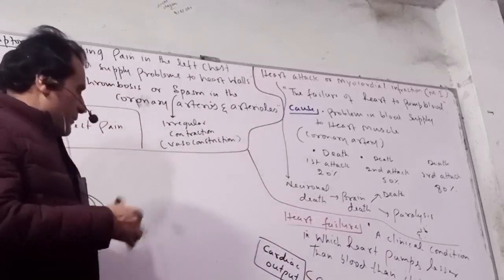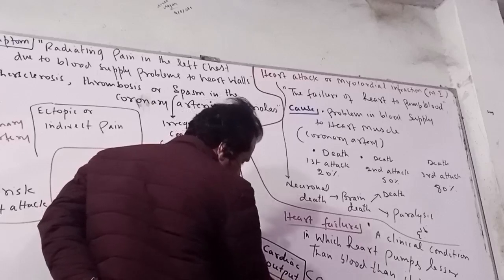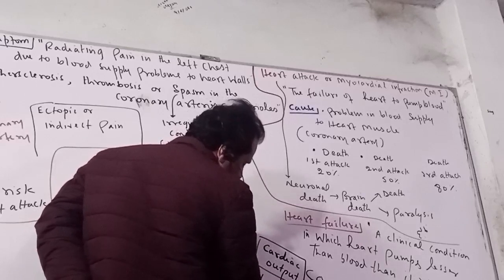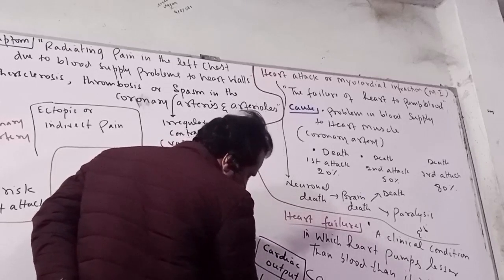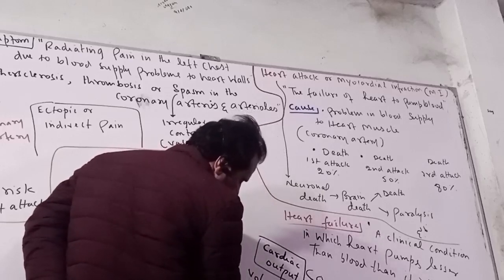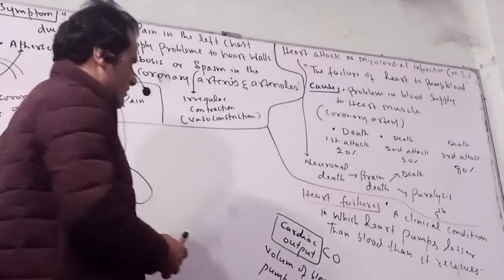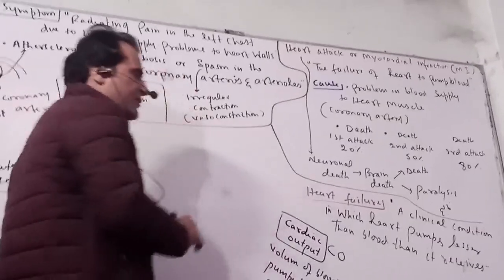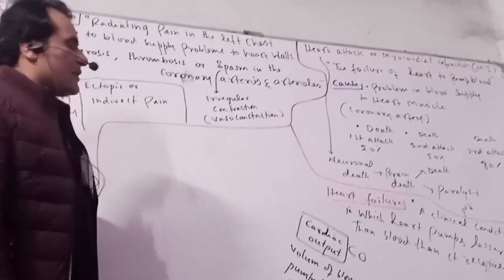CO, cardiac output, means the volume of blood pumped per minute by the heart toward the body. In a normal condition it is about 5 to 6 liters, because the body's blood volume is 5 to 6 liters. We need to see who is carrying the output.